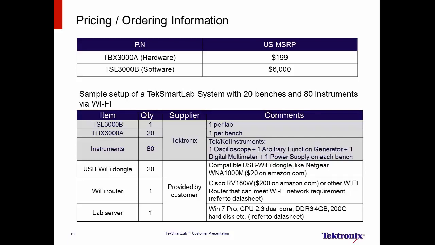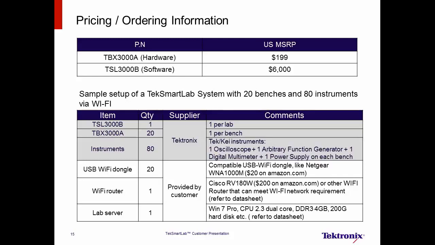The customer will also need one Wi-Fi router to create the wireless network. Any Wi-Fi router that meets the Wi-Fi networking requirements listed on the data sheet can be used. If the customer does not want to create a wireless lab, it can be built using cables and a LAN network. Finally, the lab server is a Windows-based PC.